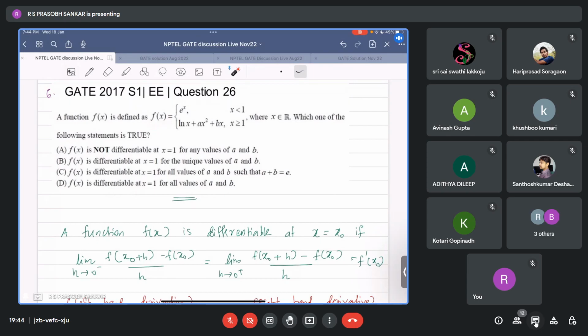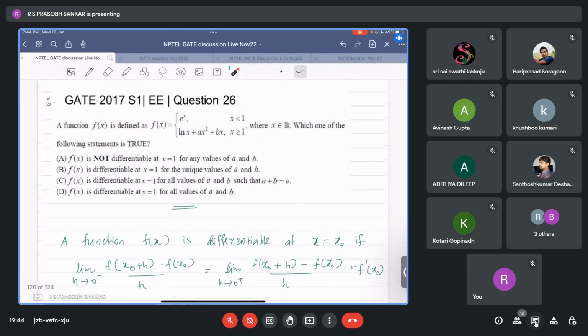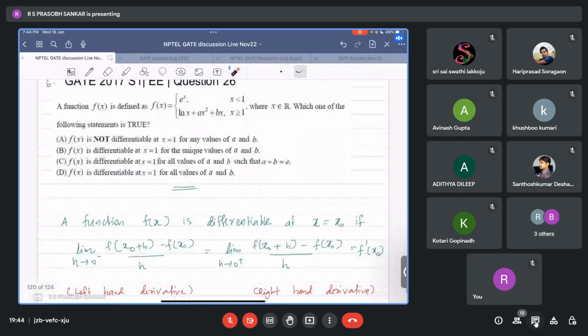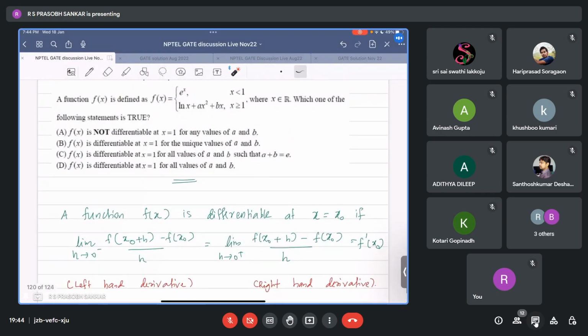So basically, we are given a piecewise definition of a function f of x, and we are asked to find whether this function is differentiable at the point x equal to 1. If it is differentiable, under what condition? Is it for a single value of a and b, or can we do it for any values of a and b? Things like that. So how to solve this question? Let us see how these things are defined.